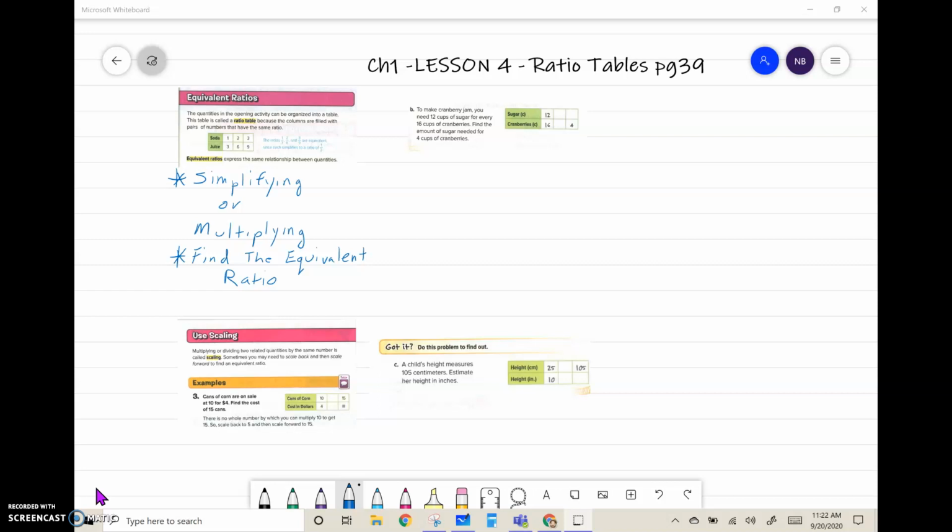So what we're going to be doing here is basically we're going to be simplifying or multiplying to find the equivalent ratio. And this was one of our definitions. Equivalent ratios express the same relationship between quantities. All right, so let's actually put that into play and let's look at our next question.